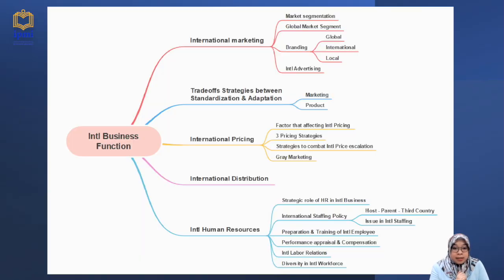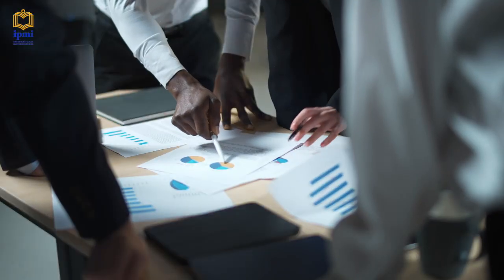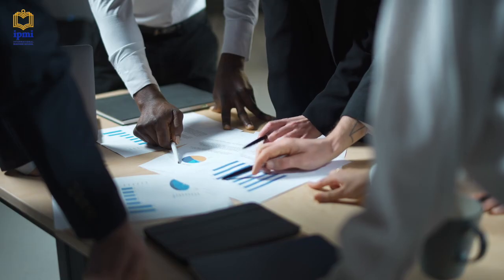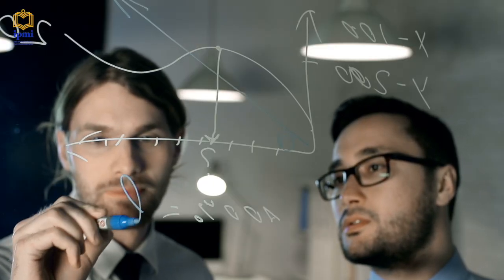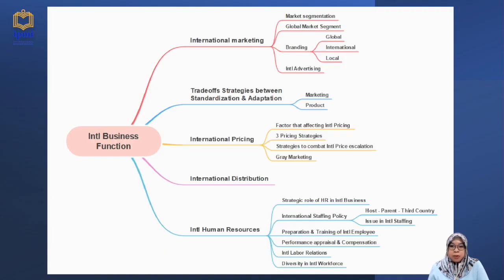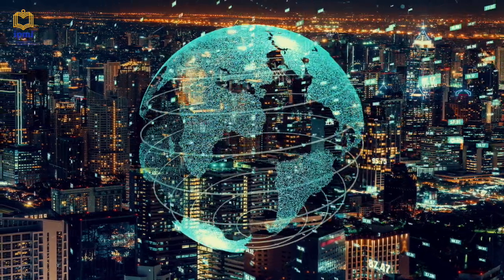The next is about branding. Branding is another critical aspect. There are three types of branding: global, international, and local branding. Global branding focuses on creating a uniform brand image worldwide, while international branding adapts the brand to local cultures and languages. And local branding involves creating new brand images for each country or region.